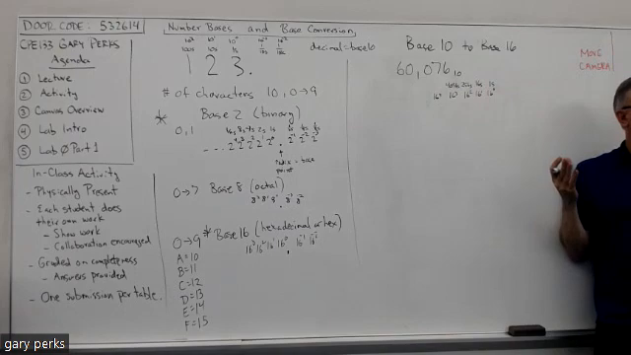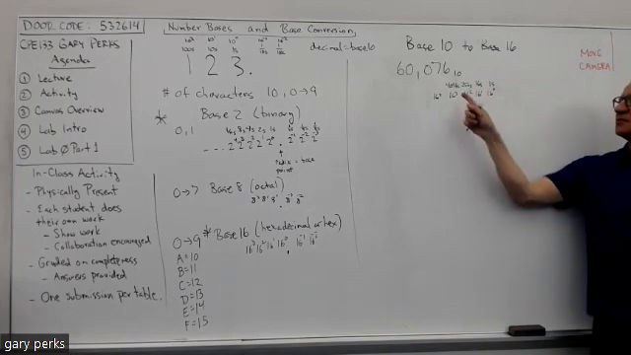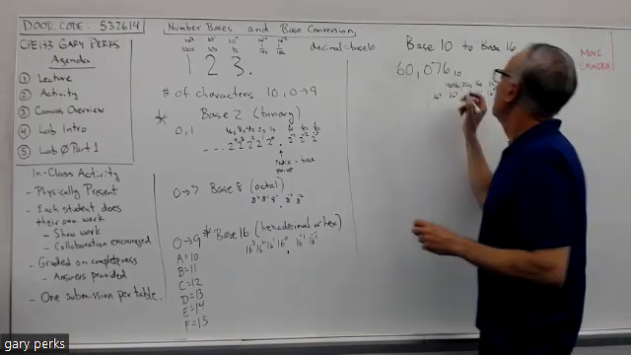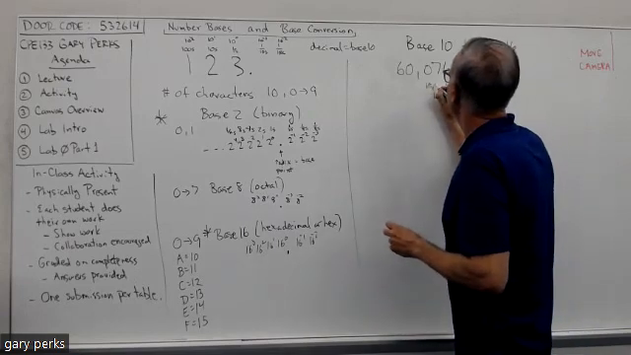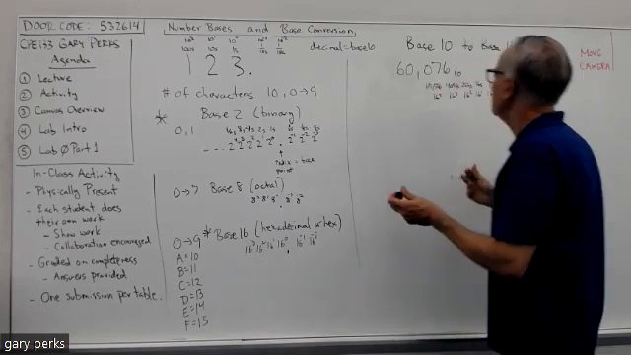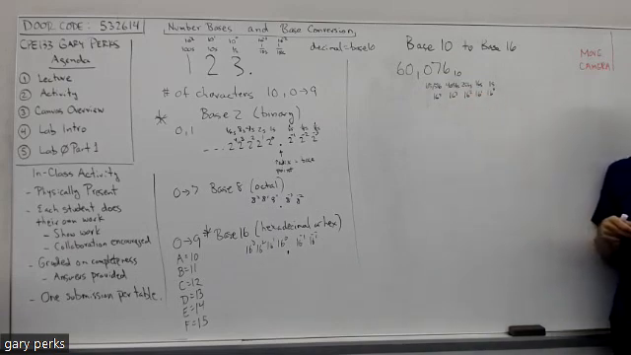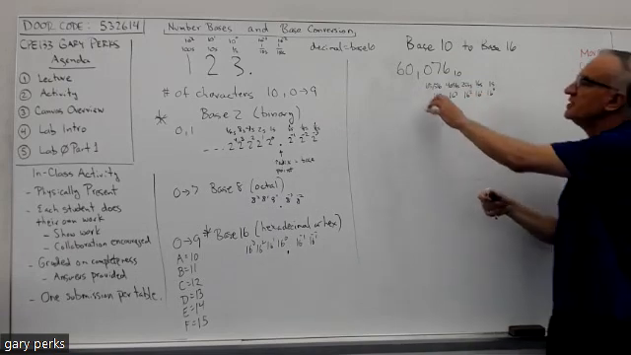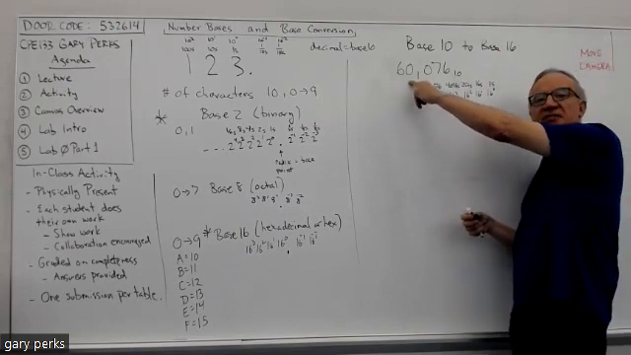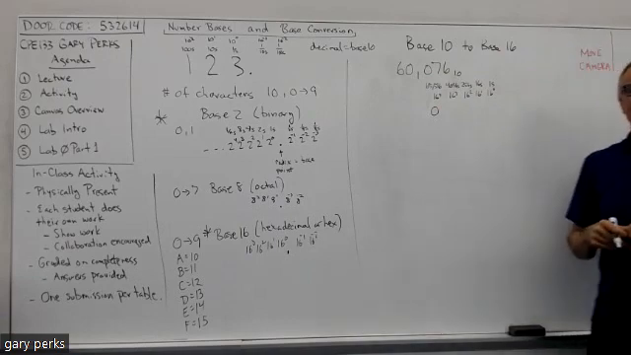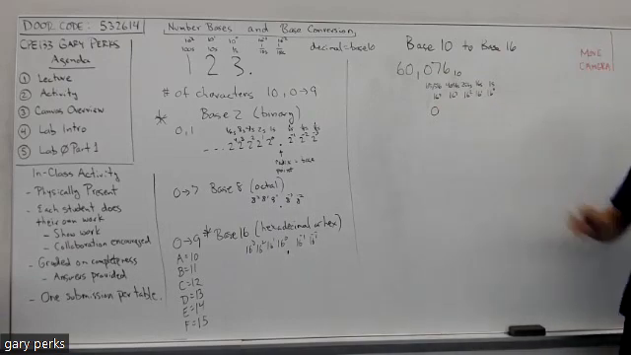Now, 16 to the 4th power is 65,000 something. It's like 65,536 or something. Will somebody do 4,096 times 16? 65,536. Yeah. So if you do 16 to the 4th, or just 4,096 times 16, you should get 65,536. So 65,536 is bigger than this base 10 number, so that would have value 0. Okay, so really we start here.